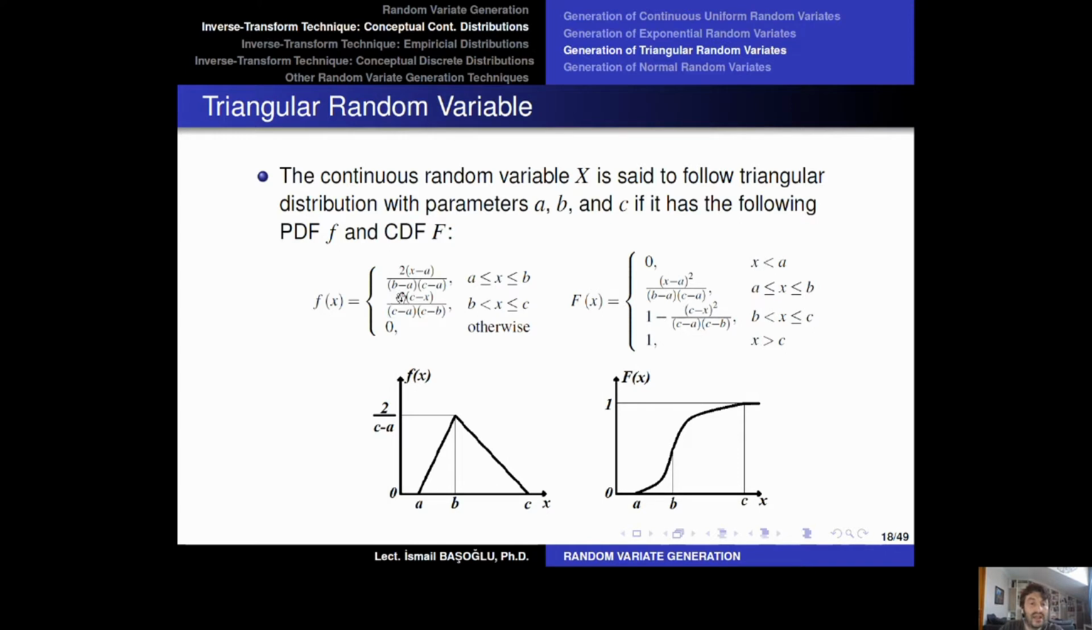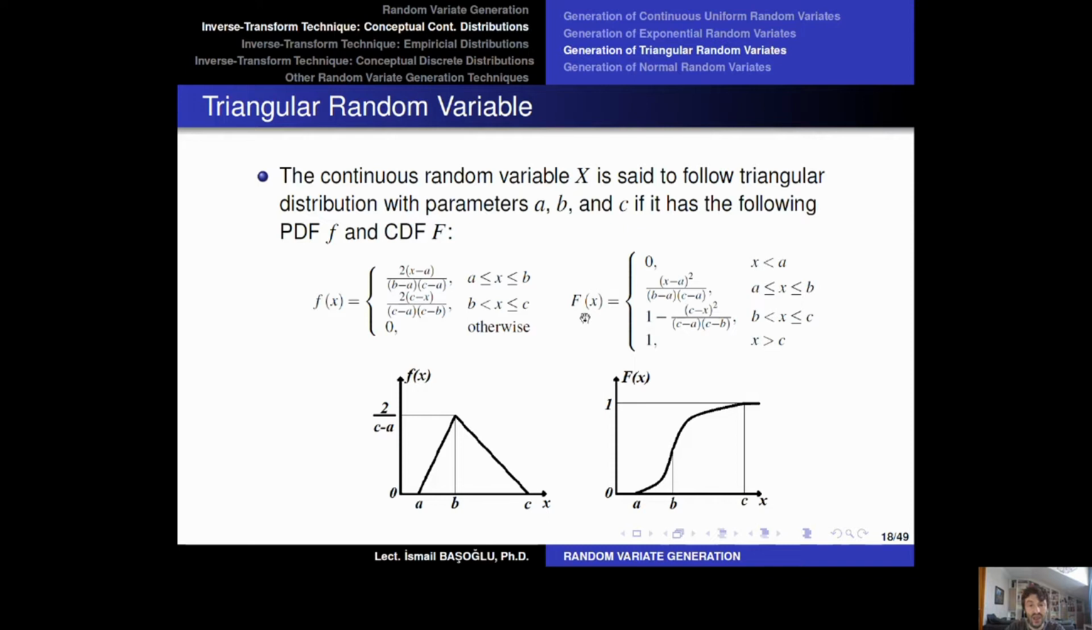And the probability density function is partially defined: for the first interval, a to b, the line has a positive slope, and in the second part, in the b to c interval, it has a negative slope. And the area under the triangle should be equal to 1. Therefore, the peak point has a probability density value equal to 2 over c minus a. And our linear functions are given in this form. I'm not going to read them aloud, but you can study at home.